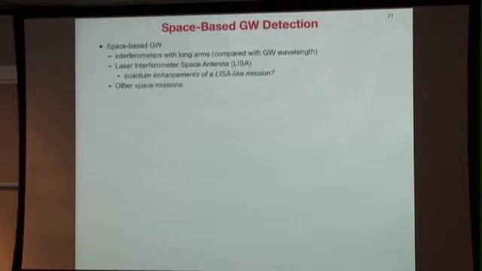And when we really think about going to space, we will have to think about interferometers with long arms, because in space, we're not, like on Earth, constrained by a few kilometers of length. We can go as long as possible. Then we have to think about exactly how long we have to go, and how do we calculate our interferometer sensitivity in such a situation.